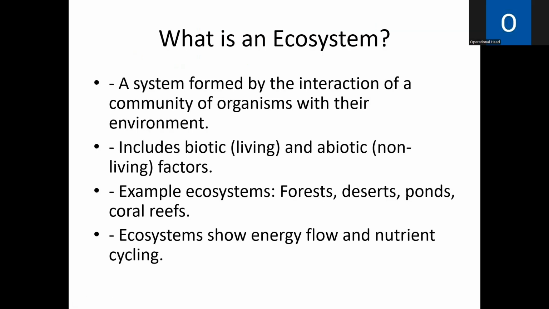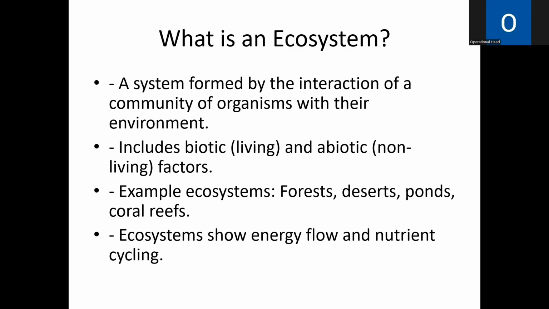So, what does the ecosystem mean? A system formed by the interaction of a community of organisms with their environment. It includes both biotic, living factors, and abiotic, non-living factors. So we have two factors: one is biotic and the second is abiotic.